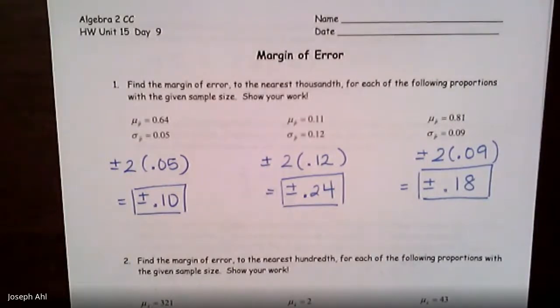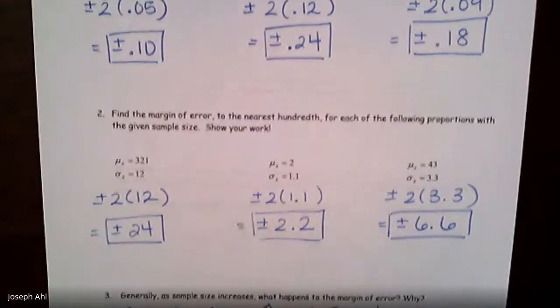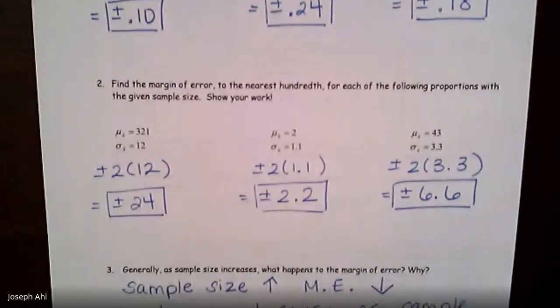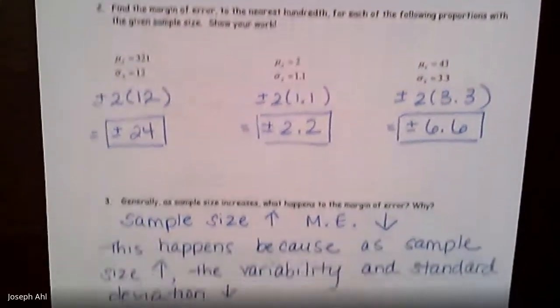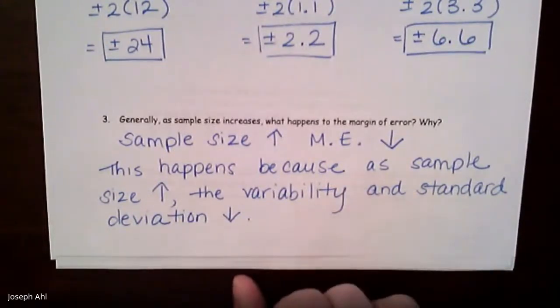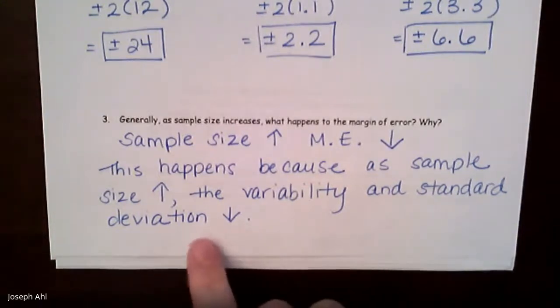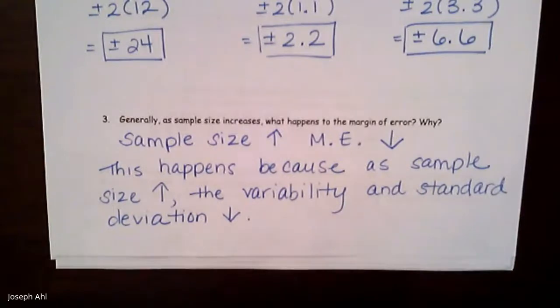But day 9 was all about margin of error. For the first two questions, you just have to calculate the margin of error, plus or minus 2 times the standard deviation. It's a show your work, but there's not really a lot to do there. And number 3, as sample size increases, what happens to the margin of error? Well, if sample size goes up, margin of error definitely should decrease, because as the sample size increases, the variability and standard deviation decrease. Since the margin of error is a calculation based on standard deviation, if standard deviation goes down with sample size going up, so should the margin of error.